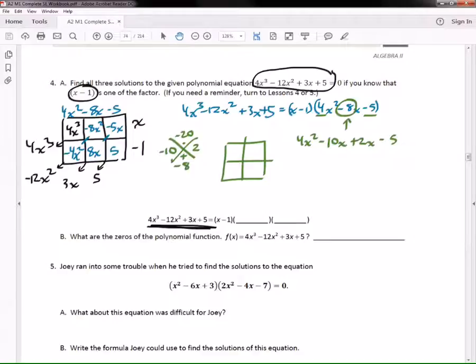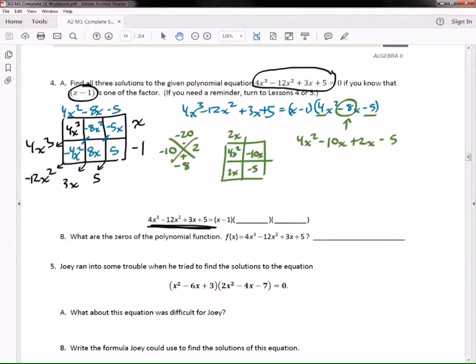So for the box, I put 4x squared right here. And then I put a negative 10x right here. And then I put a 2x right here. And then a negative 5. Now, can you guys tell me what goes on the outsides? Let's see. What can I take out of both of those? I could take a 2x out.